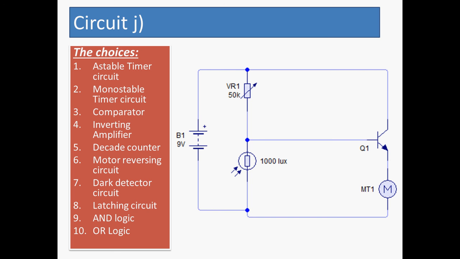This would be a dark detector. Cold and dark in the basement, warm and sunny on the roof. But obviously it's on the floor, so it's a dark detector.